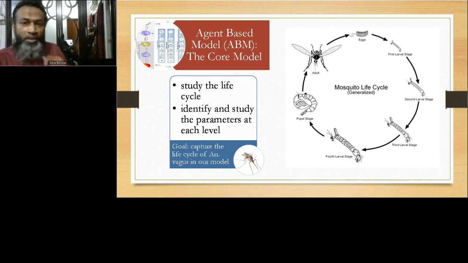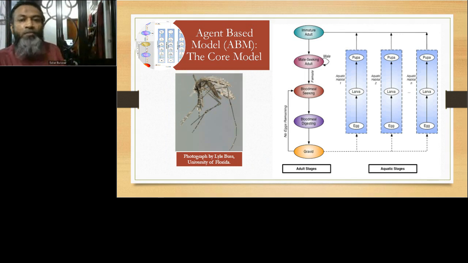So, for example, the first comprehensive agent-based model for malaria was done for Anopheles gambiae. And this was done by one of my colleagues during his PhD thesis. And in fact, he's the one who introduced me to this particular issue and got me interested to work on this. And then we started working in collaboration. So for Anopheles gambiae, you can see in the figure, this is the life cycle of Anopheles gambiae.